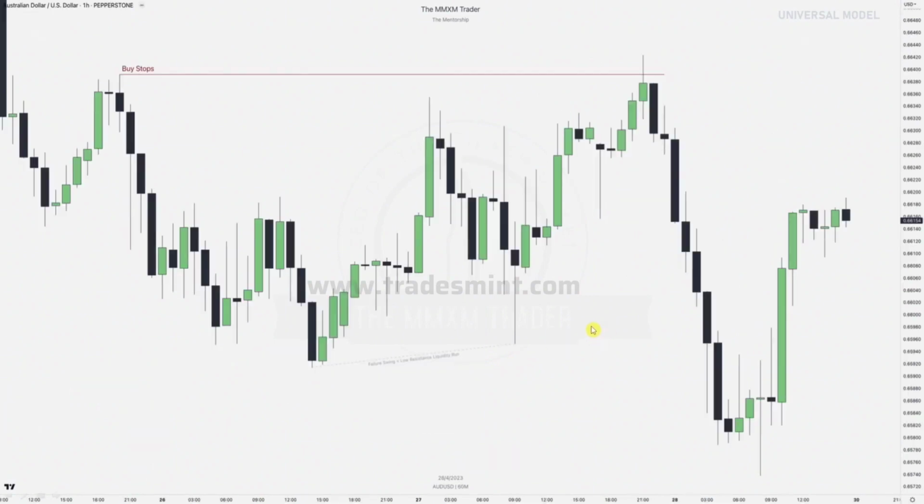So over here we've got an Australian dollar, US dollar 1 hour chart. Again, we're gonna do another example. This is more of a scalper example, right? Because we are on our long-term perspective on a 1 hour chart. So what has happened over here? We've got failure swings, right?